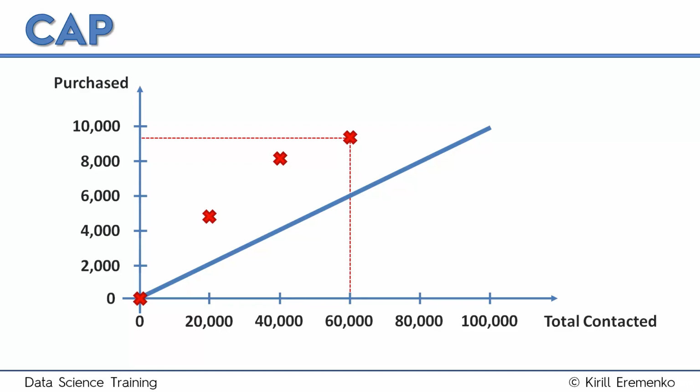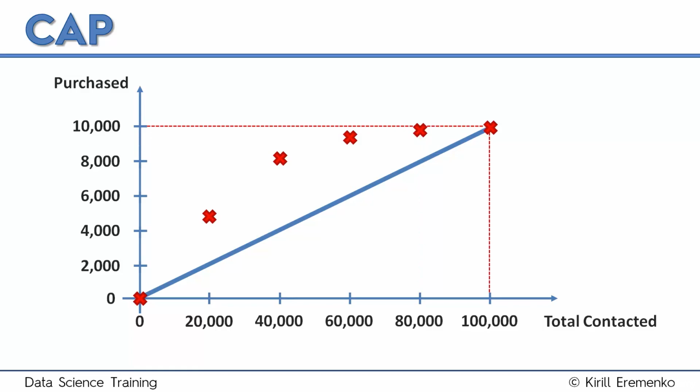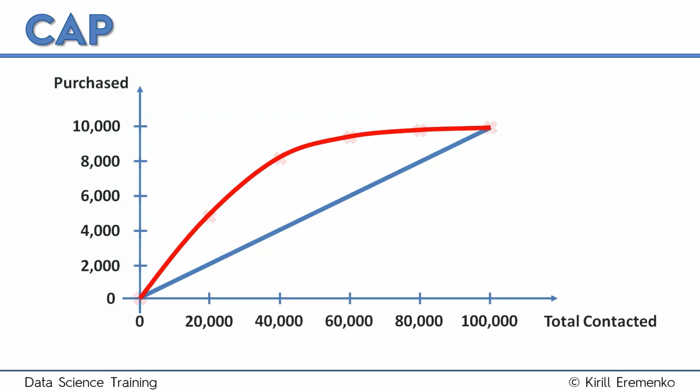But if we want to contact more, if we send it out to 80,000, we're getting even closer to 10,000 responses. And if we contact 100,000, we will still be back at our 10,000 responses. So now let's draw a line through these crosses. So what you see, this line here, is called the cumulative accuracy profile of your model.